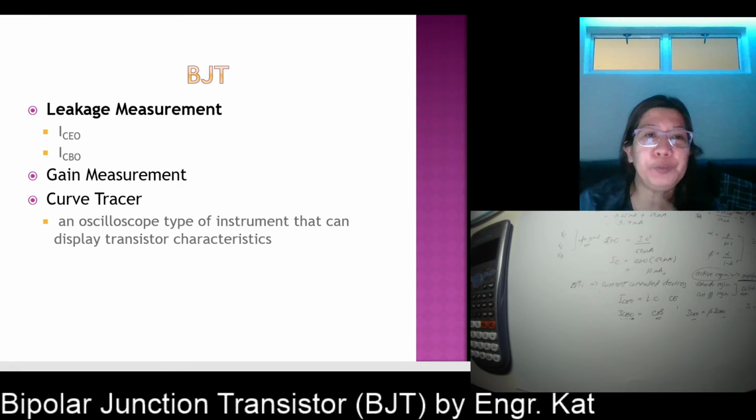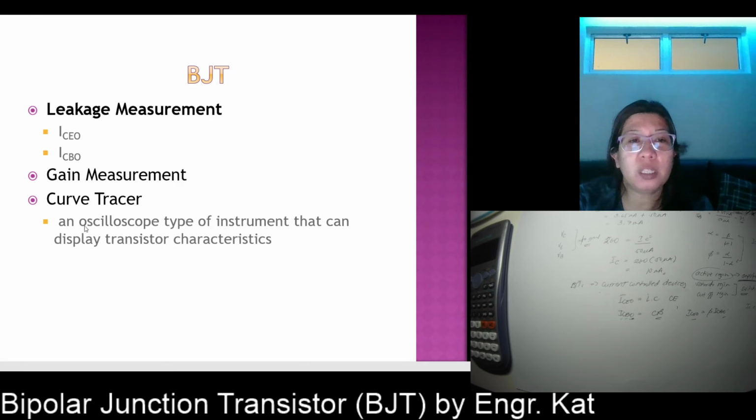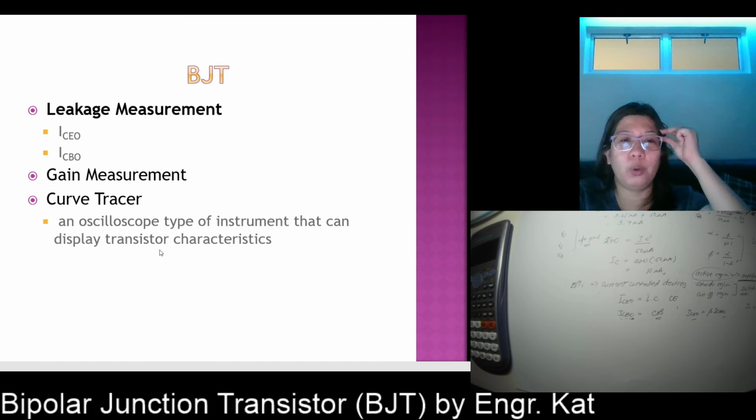Gain measurements, curve tracer. So this is an oscilloscope type of instrument that can display transistor characteristics. Gain measurement, if you place the 3 terminals of your transistor, you will be reading something either in VOMs or in DMM. So usually that's the value for the beta. So the gain. Okay, beta is also called gain. So that is gain measurement. Curve tracer, another way of testing, is an oscilloscope type of instrument that can display transistor characteristics.